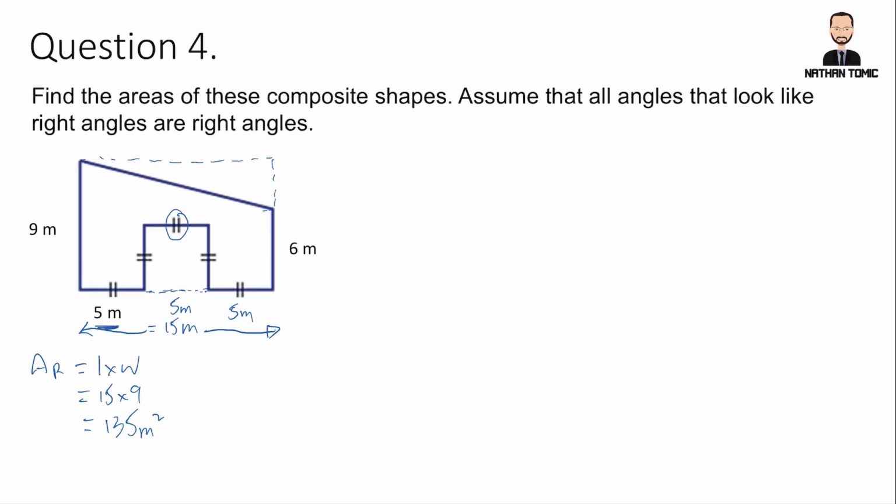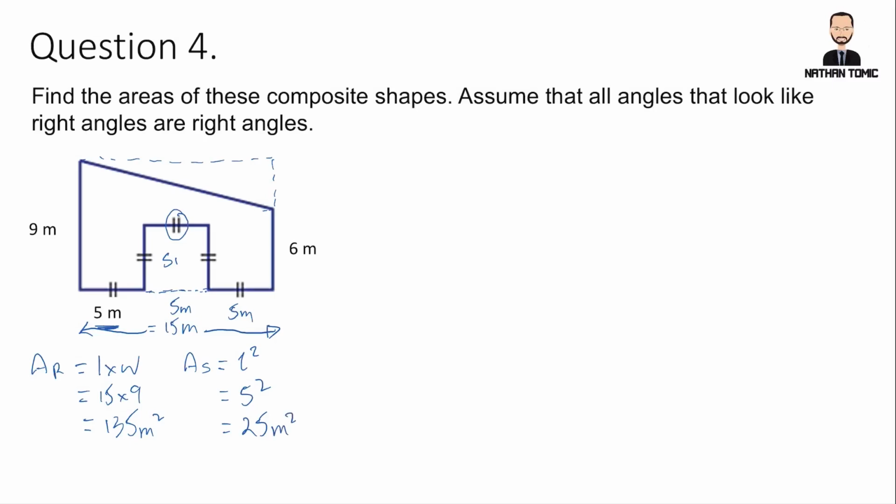Now, the easy shape we've got is this one here. This is going to be S1. This is a square that we're going to cut out. And again, we already know that it's going to be 5 meters across because we've just worked that out from earlier. So the area of the square is going to be the length squared, which is going to be 5 squared, which is going to be 25 meters squared. So we've got that area.